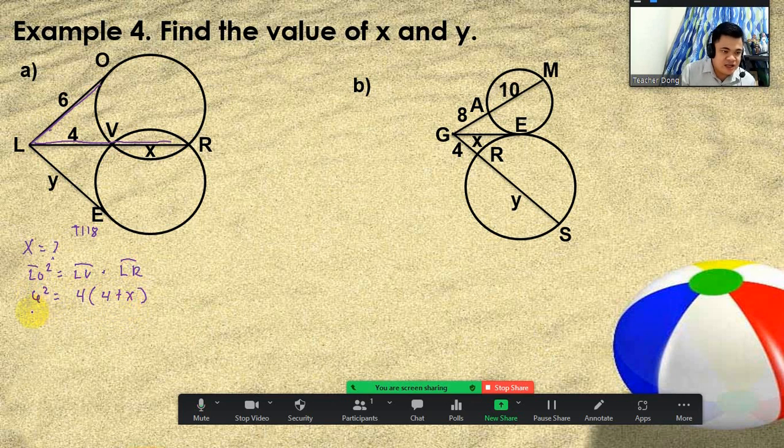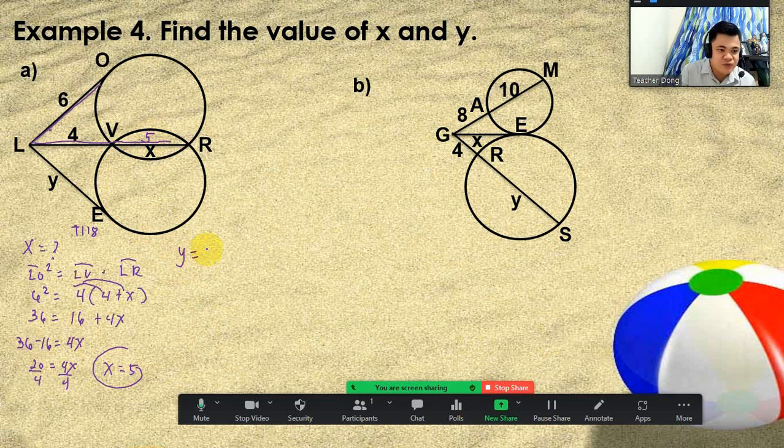Then the next thing is 6 squared is 36 equals, distribute, 4 times 4 is 16. 4 times x is 4x. Then the next thing is combine the similar terms. Okay, 36 minus 16, opposite of 16 is negative 16, equals 4x. So 36 minus 16 is 20, equals 4x, and then divide both sides by 4. Therefore, the value of x that we have here is 5. So let's put it here, it's 5.